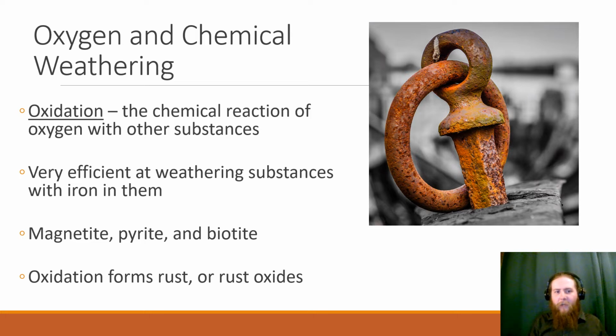Oxygen is able to help chemically weather rock, and whenever it does, we call it oxidation. It is very efficient at weathering substances with iron in them, things like magnetite, pyrite, and biotite. And whenever oxidation occurs, we get rusts or rust oxides forming.